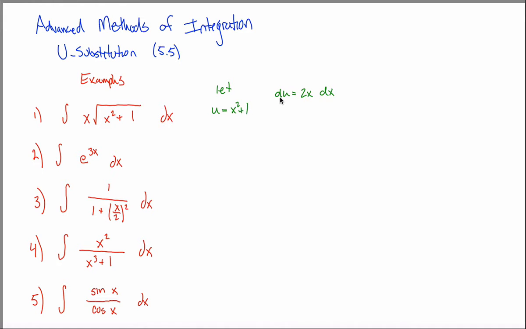But remember, we don't want du over dx. We want to multiply both sides by dx to get to this form. You're like, but you don't have a 2x dx, right? But I can multiply both sides by 1/2, or divide by 2 if that's easier to see, to get that half of du is x dx. And now the pieces are going to work out really nicely, right?